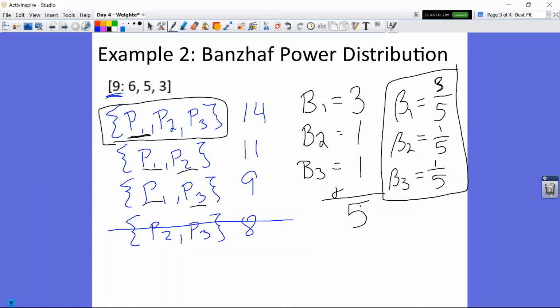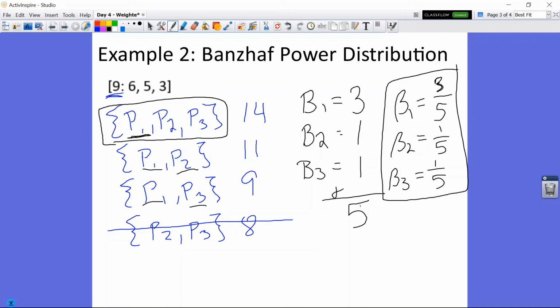This is showing us that player 1 has more power than player 2 and 3, but player 2 and 3 have equal power even though they don't have the same number of votes. So player 2 feels like they have a lot of votes. They have 5, but really they only have as much power as the person who has 3 votes as well.